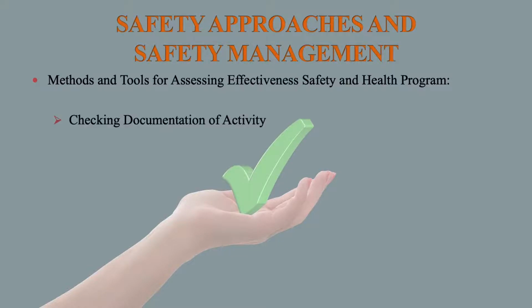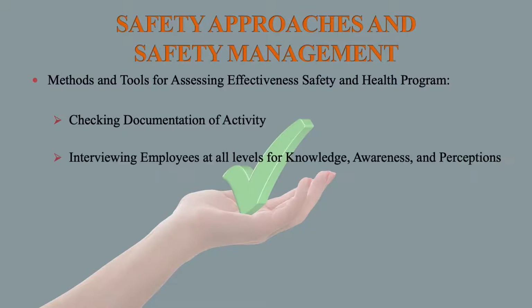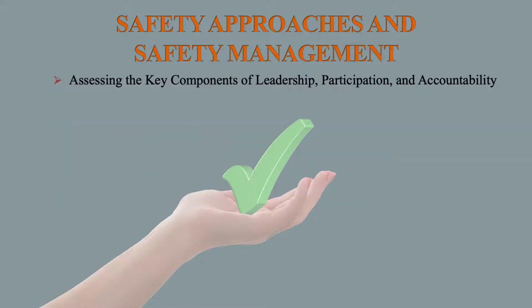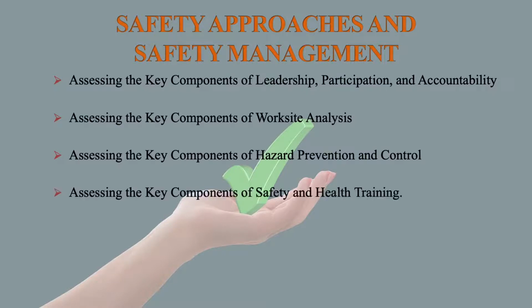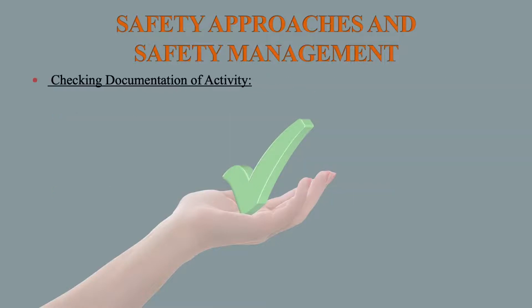Methods and tools for assessing the effectiveness of a safety and health program: checking documentation of activity; interviewing employees at all levels for knowledge, awareness and perceptions; reviewing site conditions and root causes of hazards; assessing the key components of leadership, participation and accountability; worksite analysis; hazard prevention and control; and safety and health training. First, checking documentation of activities.